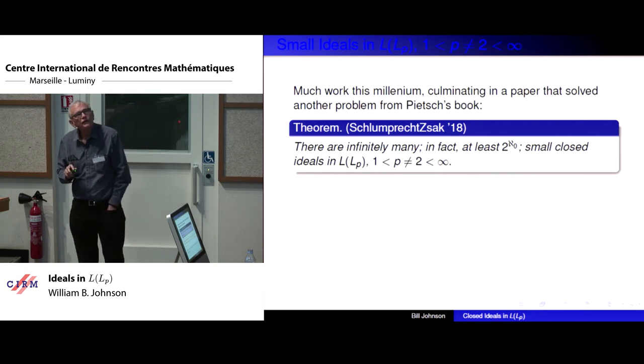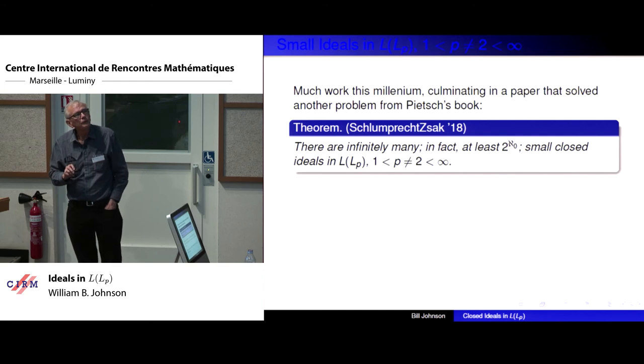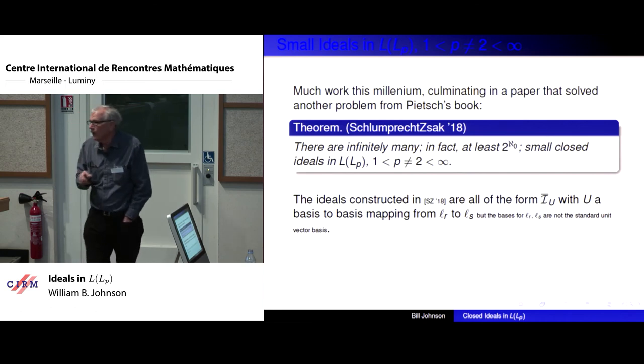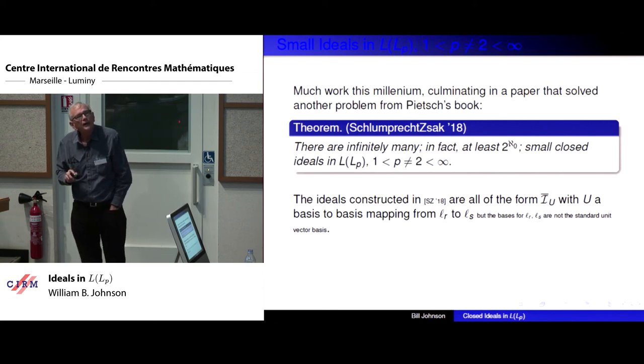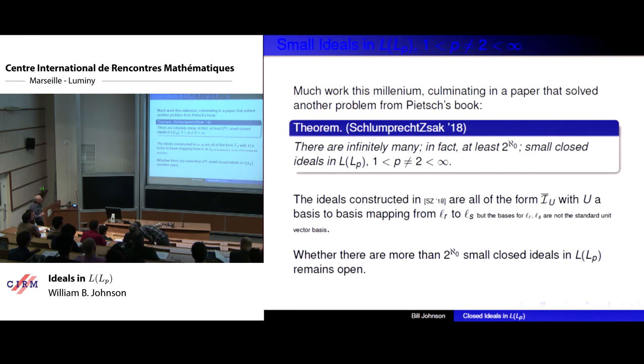That there are a continuum of small closed ideals in the bounded operators on L_p. And this solved another problem out of Pietsch's books. The ones they constructed are of the form that I've described, in which the operator U is a basis-to-basis mapping from an l_r space to an l_s space. You can vary these things, depending upon what they're doing. But the kicker here is that you don't take the natural basis-to-basis mapping. You take a different basis for little l_r, a different basis for little l_s, and you take a basis-to-basis mapping there. And whether you can get more than continuum is still open.